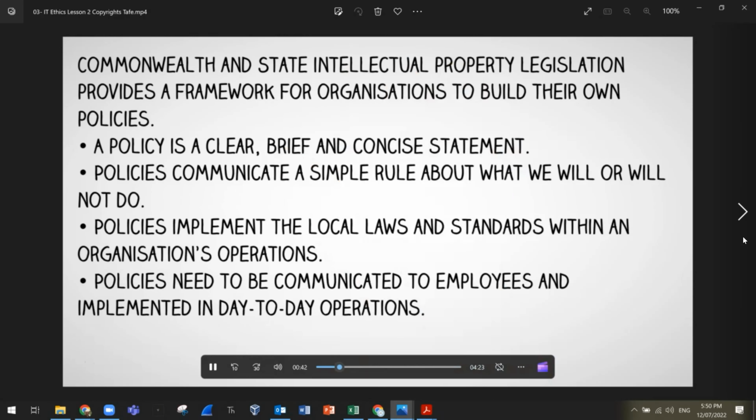Commonwealth and state intellectual property legislation provides a framework for organizations to build their own policies. A policy is a clear, brief, and concise statement. Policies communicate a simple rule about what we will or will not do. Policies implement the local laws and standards within an organization's operations. Policies need to be communicated to employees and implemented in day-to-day operations.